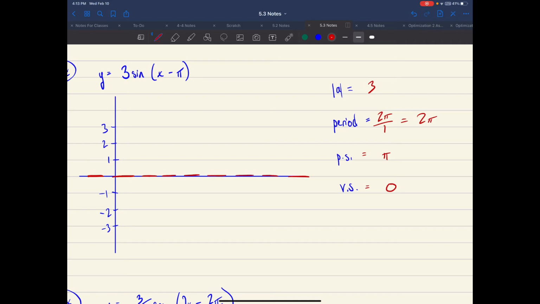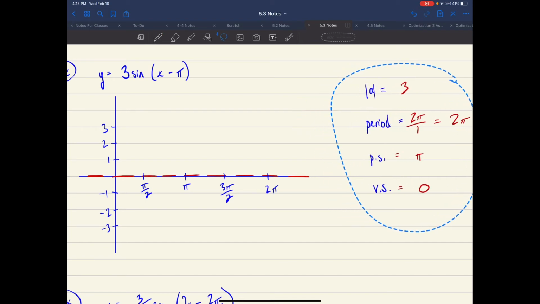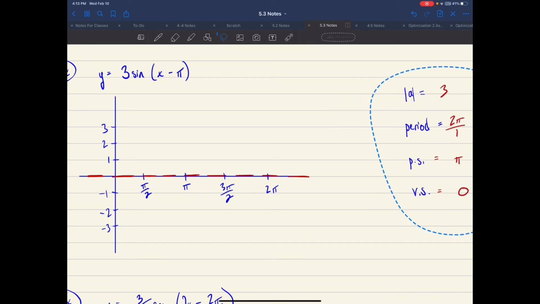Okay, so there is a phase shift. So what I'm going to do is fix the axis. Normally we would have pi over 2, pi, 3 pi over 2, and 2 pi. And then we're going to have one more pi over 2 after that. Or no, this needs to shift pi, so we'll talk about that in a second. Move that a little bit. I'm going to need that space.